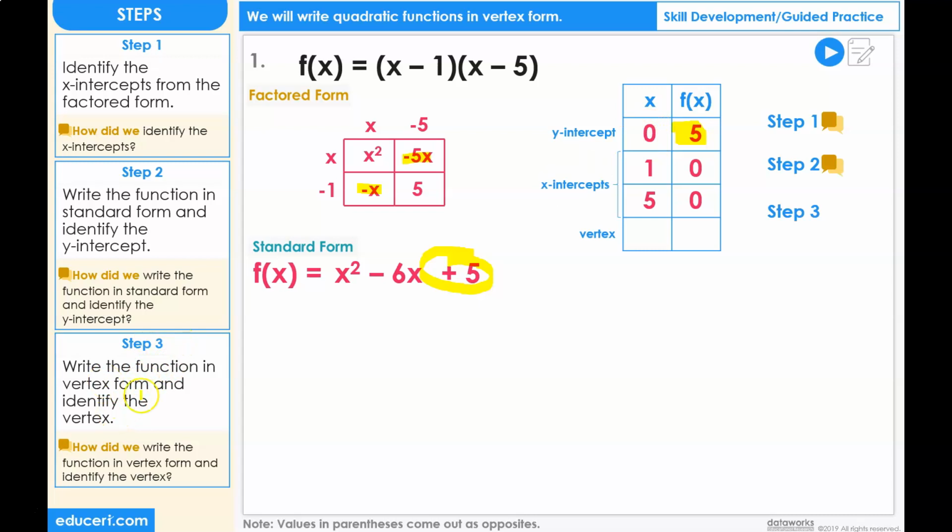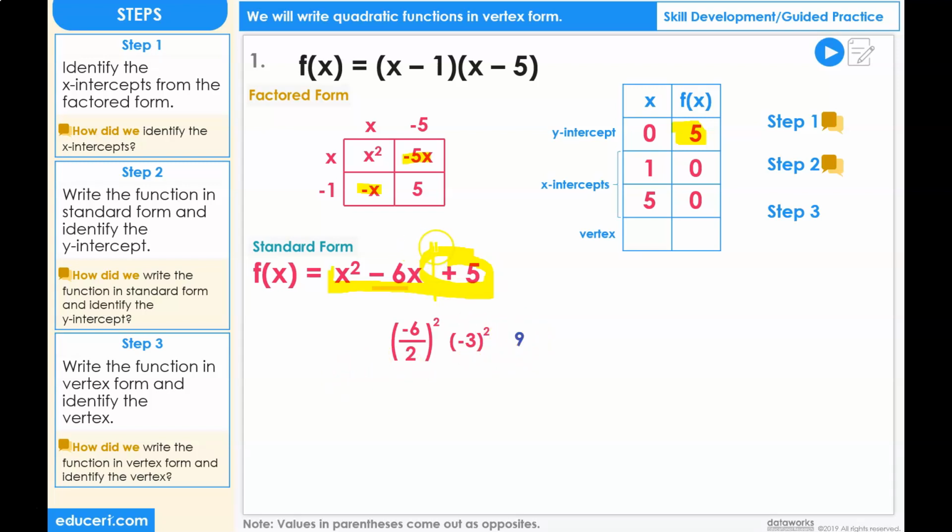Step 3. Write the function in vertex form and identify the vertex. To write the standard form function into vertex form, we need to complete the square of this quadratic expression. To find the missing part needed to complete the square, we take this coefficient, -6, and we divide it by 2, and then square it. -6 divided by 2 is -3, squared is positive 9.